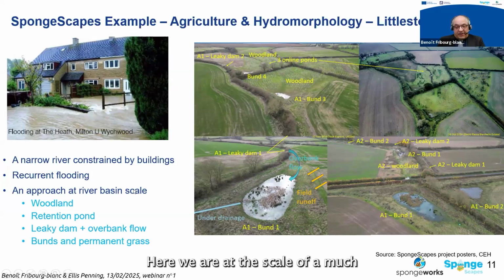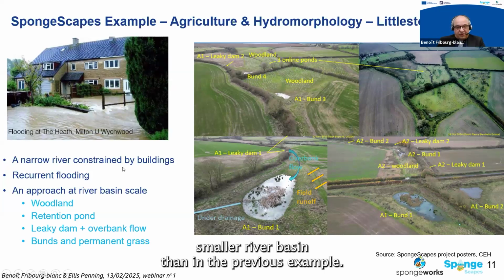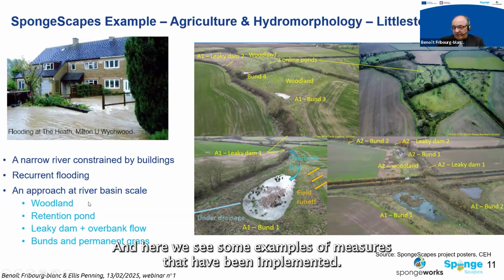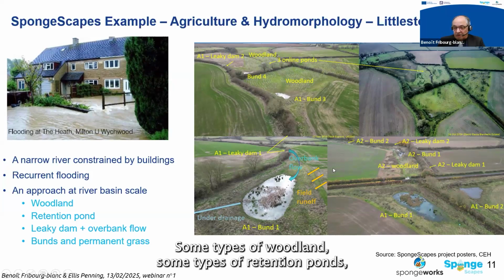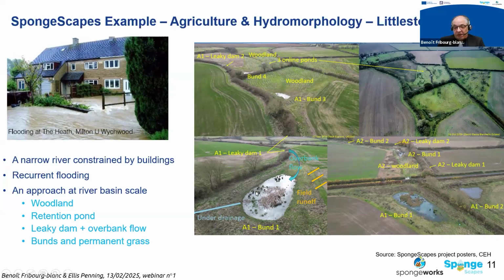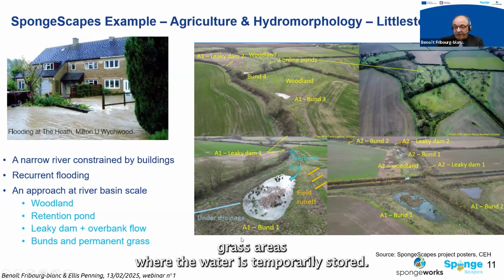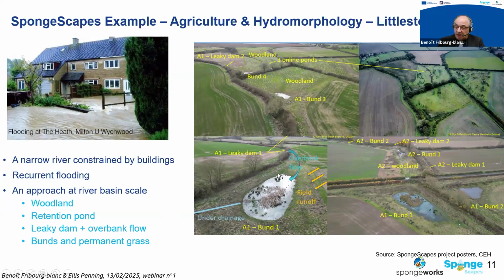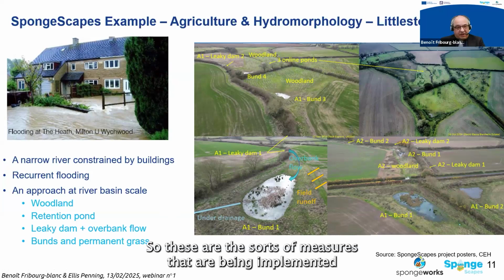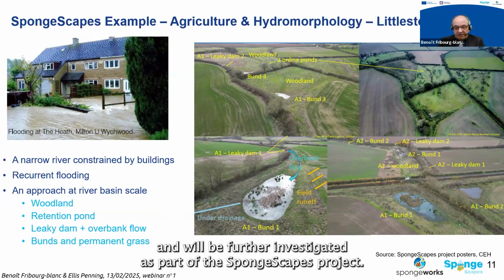So at river basin scale, but smaller river basin than in the previous example. And here we see some examples of measures that have been implemented. Some types of woodland, some types of retention ponds, leaky dams in the system to allow transfer of the water towards those burns and permanent grass areas where the water is temporarily stored. So these are the type of measures that are implemented and will be investigated further within the SpongeScapes project.